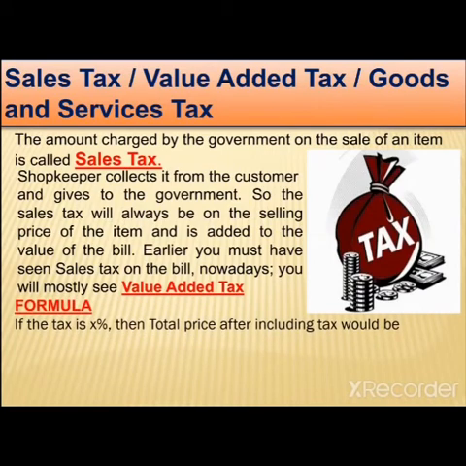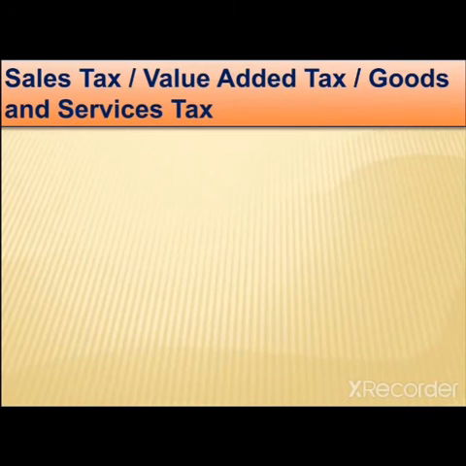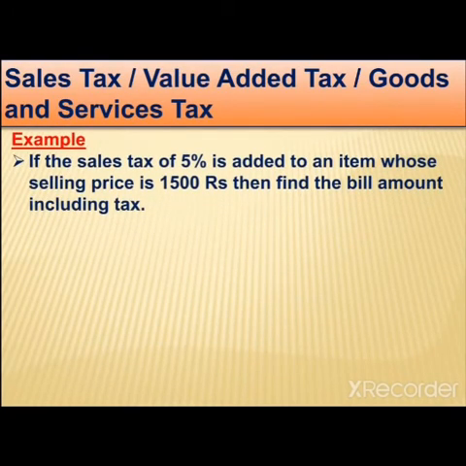Formula: if the tax is X%, then total price after including tax would be final price equal to cost of item plus X divided by 100 multiply cost of item. Example: if the sales tax of 5% is added to an item whose selling price is rupees 1500, then find the bill amount including tax.